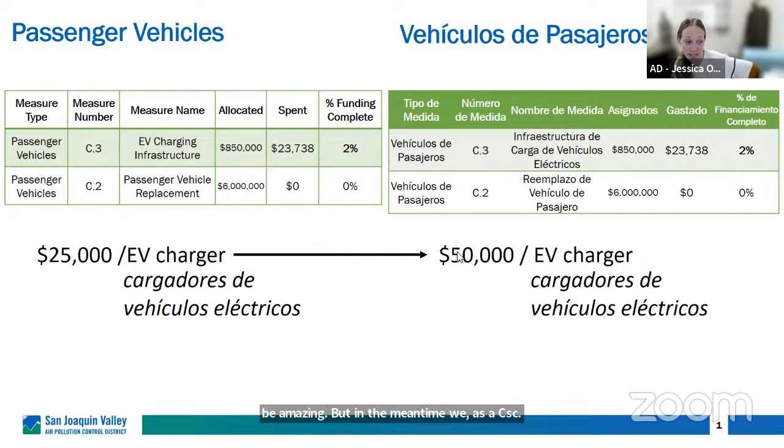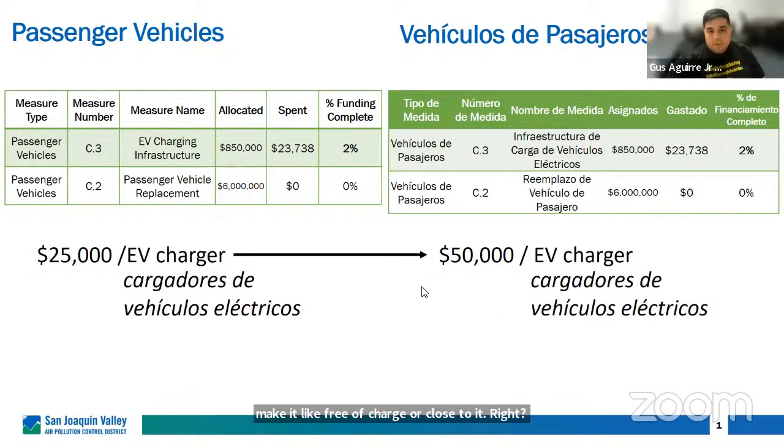And say, hey, look, this is the best way to work with CCAC and the state. This would almost make it free of charge or close to it, right, Gus, if we change this funding? Yeah, definitely. Each DC fast charger for each unit is nearly $100,000. The state will cover $50,000 of that. And if collectively we say, this is an amazing opportunity for Shafter, let's remove the funding cap from 25 to 50,000, then it would essentially cover the vast majority of the project, yes.